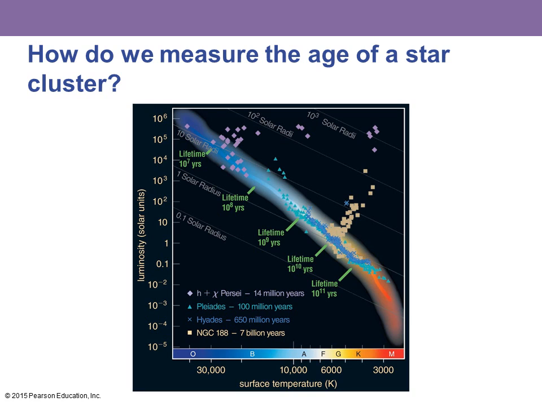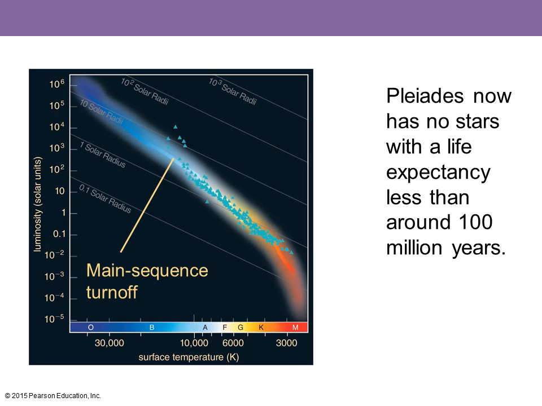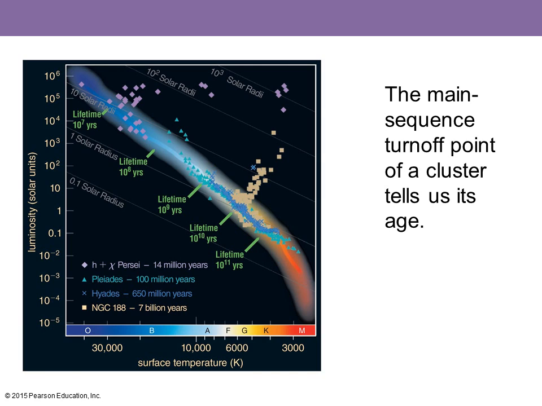So how do we measure the age of a star cluster? Well, the Pleiades now has no stars with a life expectancy less than 100 million years. And there's something here called the main sequence turnoff. That's where these stars are leaving the main sequence depending on their age or depending on their mass. The main sequence turnoff point, as it's called, is an indicator of the age of the cluster. So if we can see stars that are not on the main sequence but forming a pattern, in this case of a bunch of yellows here, lifetime being about 10 to the 10th years, we're assuming that that's the age of the cluster.